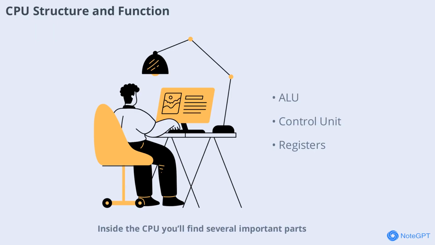Inside the CPU, you'll find several important parts: the arithmetic logic unit, ALU, control unit, and registers. The ALU handles mathematical and logical operations, while the control unit directs the flow of instructions. Registers provide quick storage for data the CPU is actively using. Together, these elements allow the CPU to process instructions rapidly and efficiently.